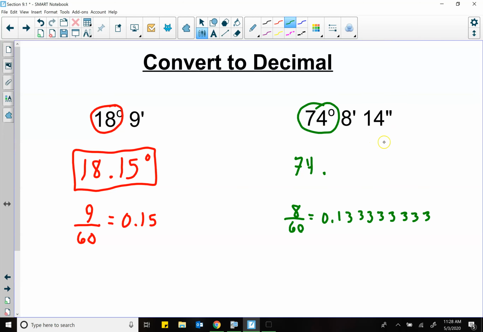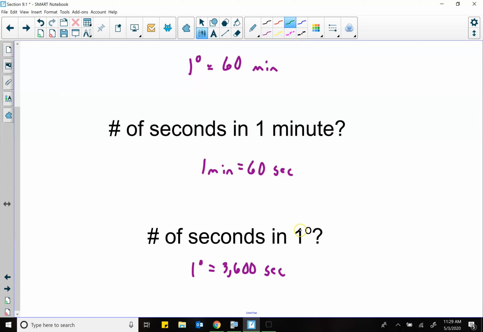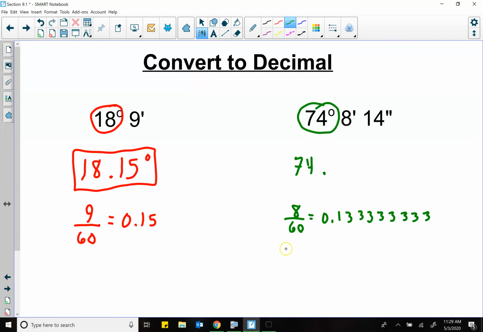Now, let's talk about seconds. This is why I asked you that final question right here. What are the number of seconds in 1 degree? Because we need to figure out how many degrees as a decimal 14 seconds really is. And then all you have to do is take that 14 divided by 3,600. So if we take 14 divided by 3,600, we get 0.0038 all around.